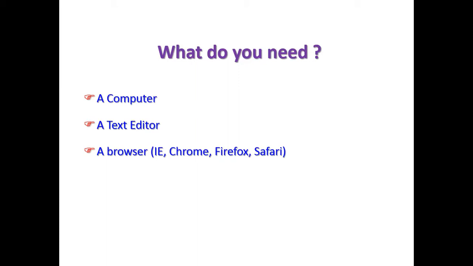Okay, so a text editor, and we need a browser for executing. You know what a browser is, right? A browser is a software in your computer which allows you to access the content of a web page. Internet Explorer, Google Chrome, Firefox, Safari, Opera, all of them are browsers. You can use any of these browsers for doing the code. I'll be using Google Chrome. So all you need is only three things: a computer, a text editor, and a browser.